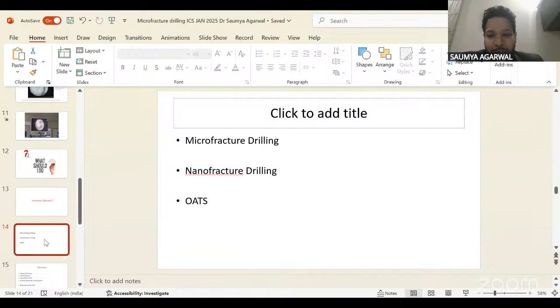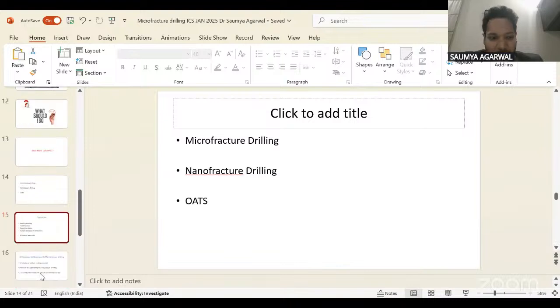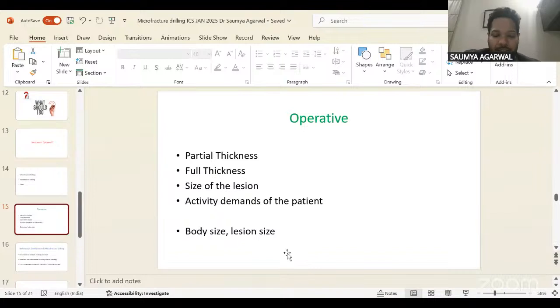So I would have preferred OATS, or as sir said, AMIC, but eventually we did a microfracture drilling, and the patient is doing well. So the thing I would like to emphasize right now is that how we decide to treat these sort of lesions is based on partial thickness or full thickness, and we have to identify the size of the lesion and the activity demands of the patient. And also the important thing is that we have to see the body size of the patient as well, and the size of the lesion.